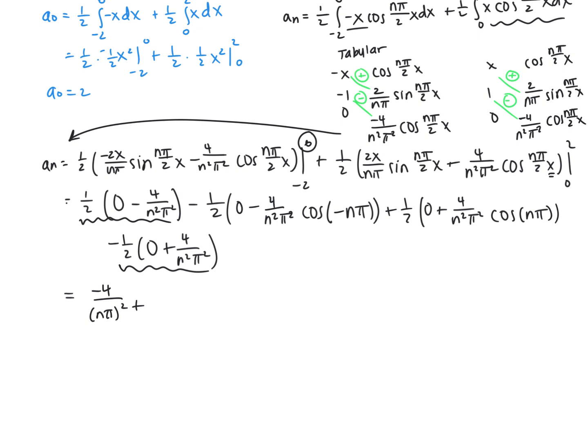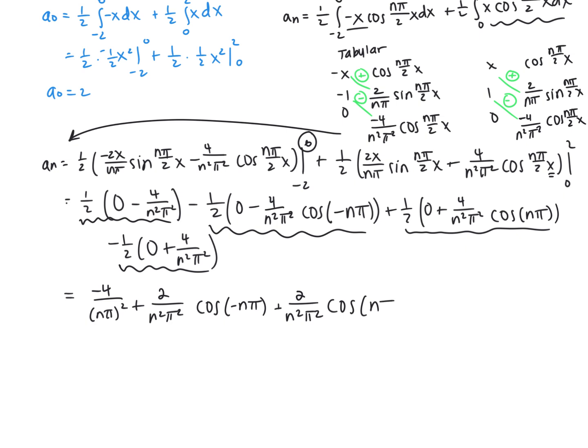I also then have this quantity right here. Well, 1/2 of the 4 will give me 2 over n squared pi squared cosine of negative n pi. And then I also have this quantity right here. So that will give me 2 over n squared pi squared cosine of n pi.